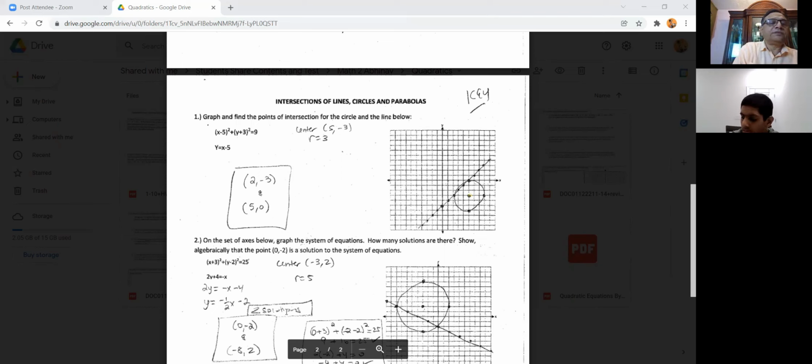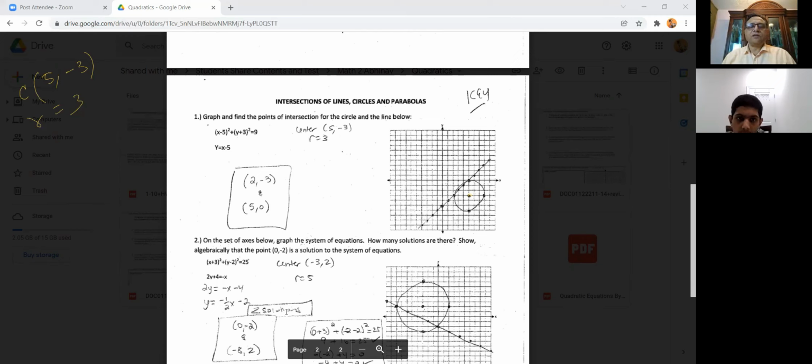So we have center at 5, minus 3, radius of 3 squared, so radius is 3. Once you draw, the line is given to you already on the graph paper, right? You can now find graphically the solution of the equation. You can also do one thing. You can find the equation of the line and find the algebraic solution. So anyway, question number 1 is straightforward. Graphing question. I'll leave it to you.